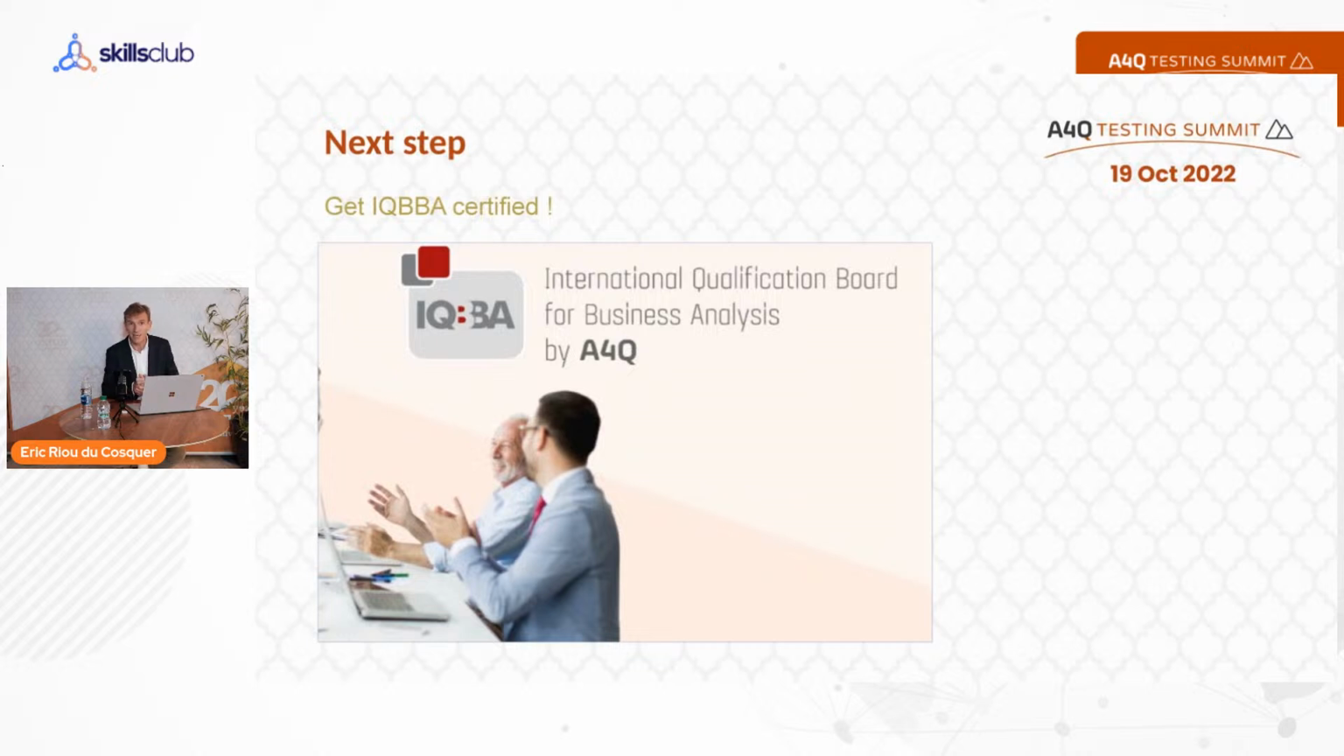What is IQBBA? It stands for International Qualifications Board for Business Analysis. So it's a non-profit organization involving BA senior experts, and they have defined a scheme to provide knowledge to the BAs together with a way to get an official certificate.